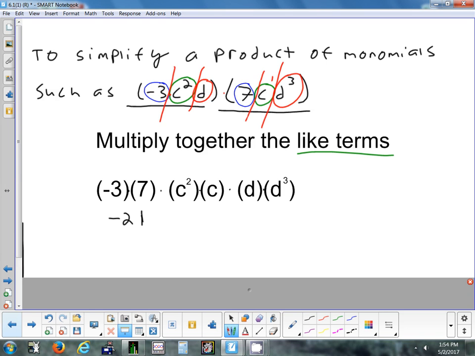C to the what, Kyle? C to the third, good. And the last part, D to the fourth. And that's the answer. So it's kind of like what we did in example 1, except we had to combine like terms, not just with a single letter, but we had multiple letters. That's all. Okay.